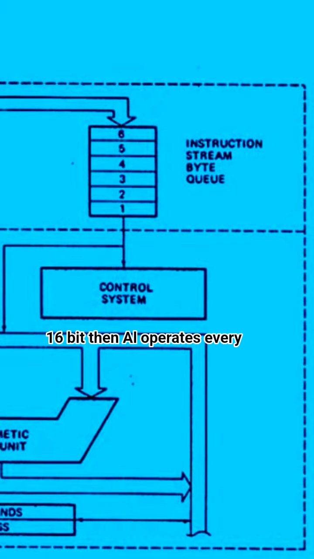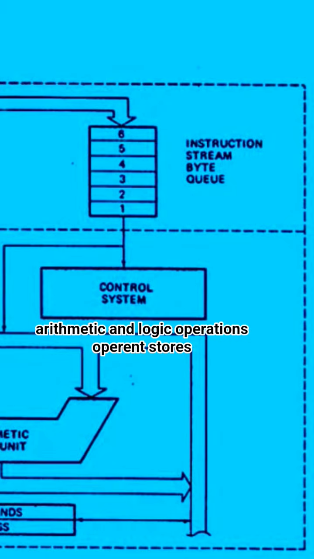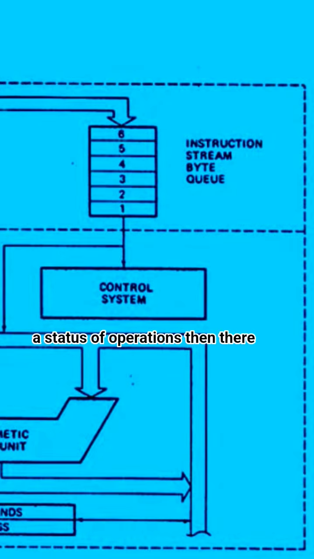Then the ALU operates every arithmetic and logic operation. Operand stores, carry. Flags are the status of operations. Then there is the stack pointer.